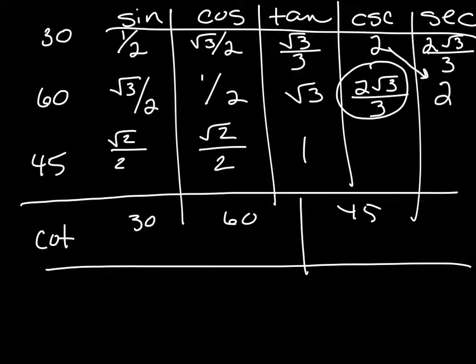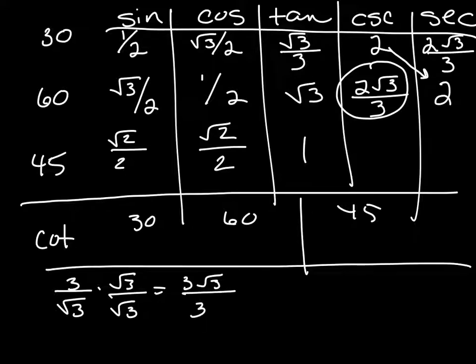let's think about this a little bit. If I do the cotangent of 30 degrees, that means that I am flipping tangent. Now, if I flip tangent, I get this, and I would have to rationalize, and I would get 3 square root of 3 over 3. So that would be the cotangent of 30 degrees, if I were to do it that way. Now, if I cancel, though, I get square root of 3.